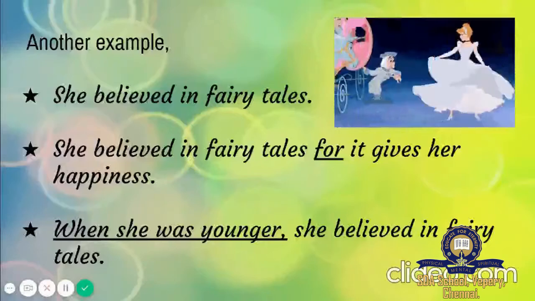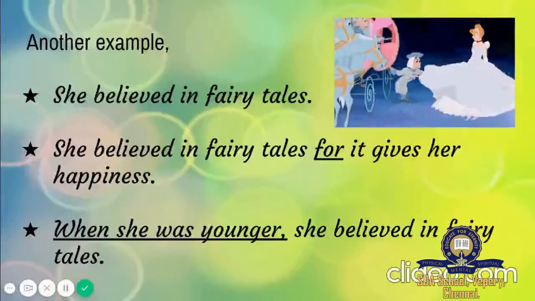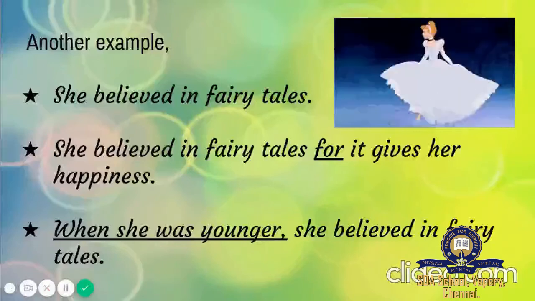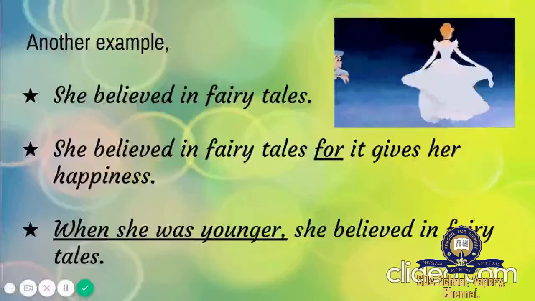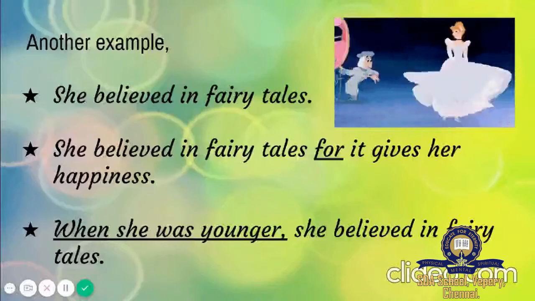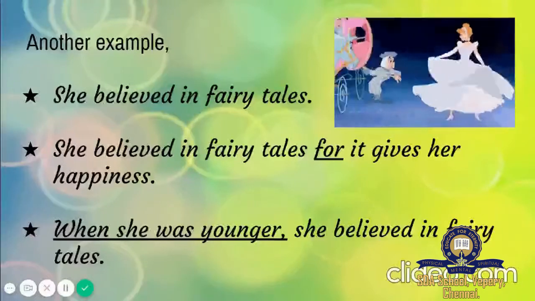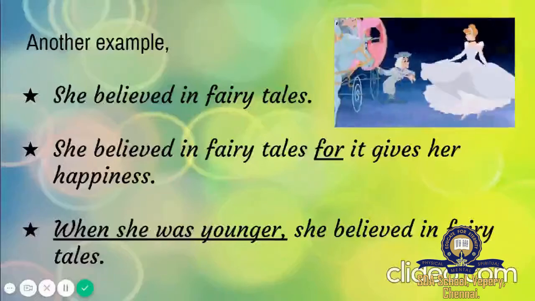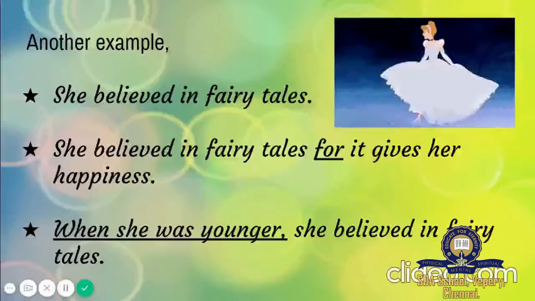Another one: she believed in fairy tales for it gives her happiness. It has two main clauses. She believed in fairy tales is a main clause. It gives her happiness is also a main clause. Both the main clauses are linked with the coordinating conjunction for, because for acts as a linking word here to relate both the clauses. It is a compound sentence.